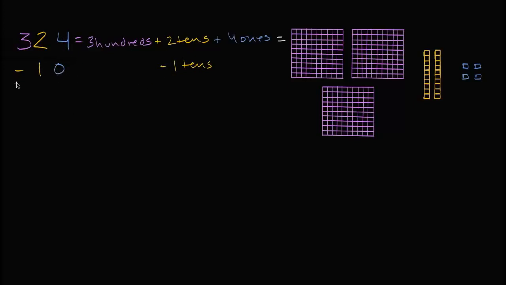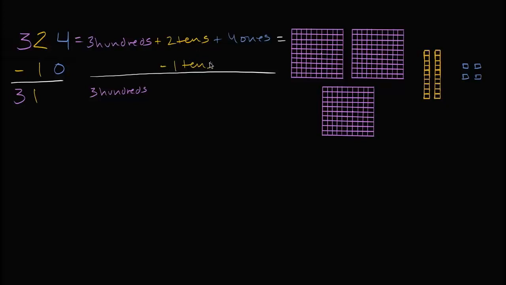So what is that going to get me? Well, my hundreds don't change. I'm not subtracting any hundreds, so I still have 3 hundreds. So I could write that over here. I still have 3 hundreds. I had 2 tens. I'm taking one of them away. So now I have 2 minus 1 is 1 ten. I had 2 tens. Now I take away 1 ten.